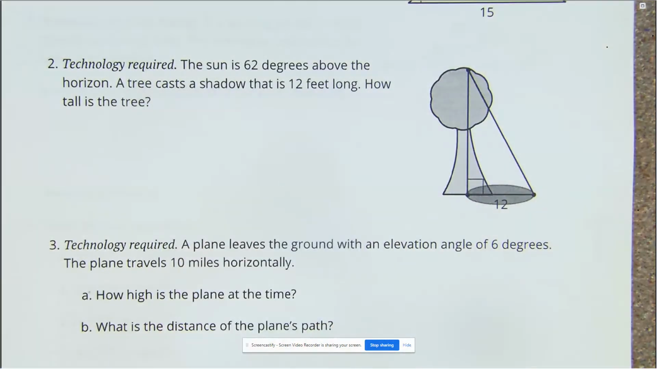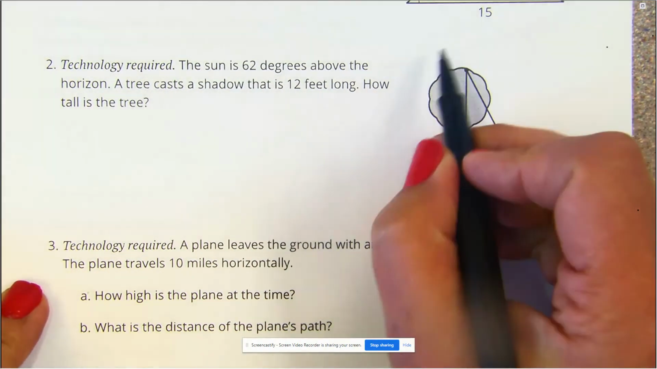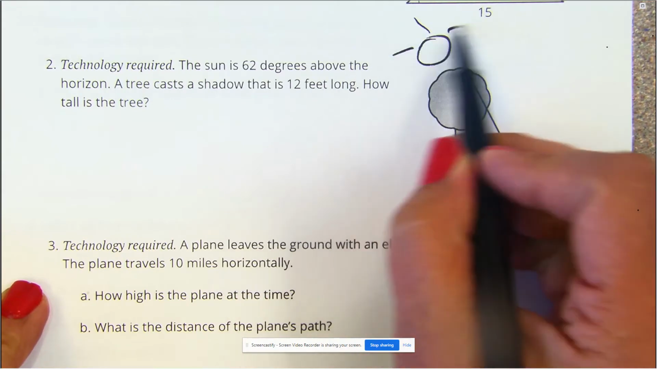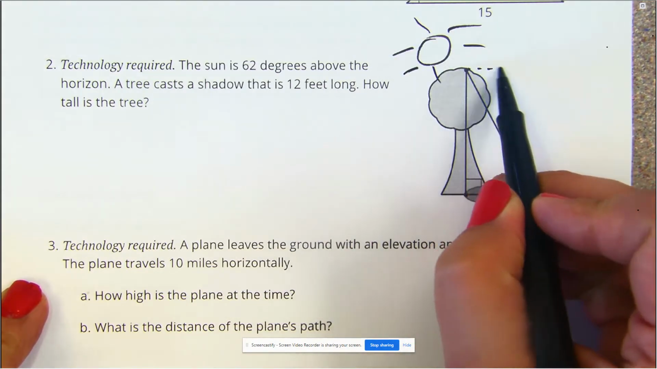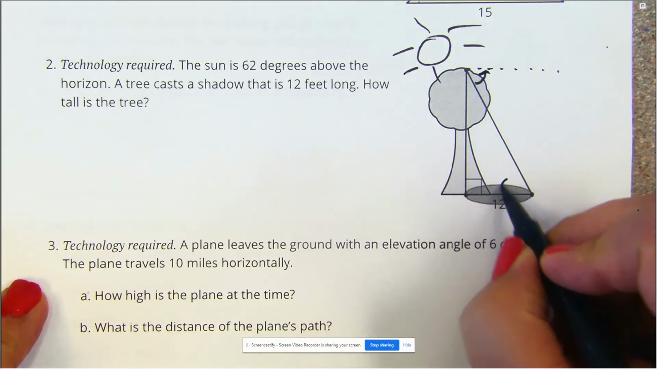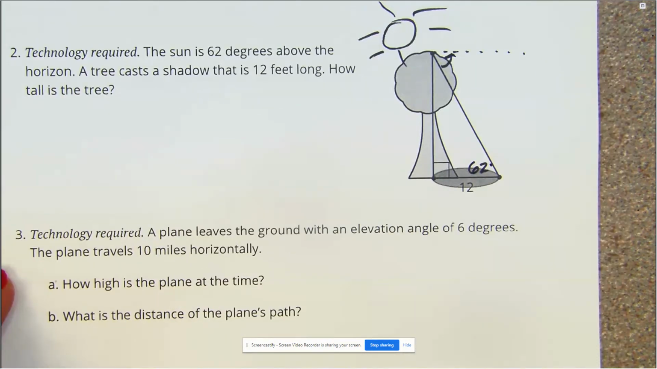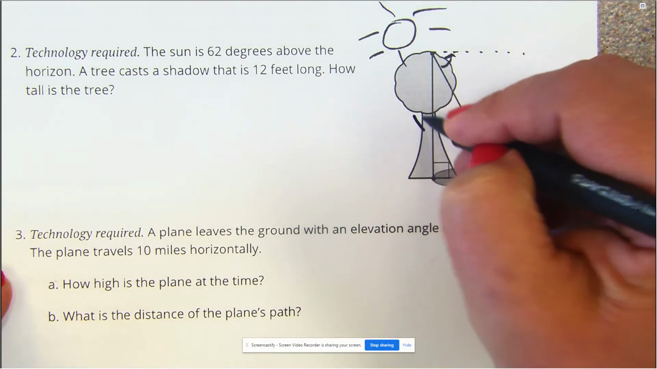It says, the sun is 62 degrees above the horizon. A tree casts a shadow that is 12 feet long. So here's the sun, right? And it's 62 degrees. So this is 62 degrees right here, the same as the angle of elevation or angle of depression. How tall is the tree?